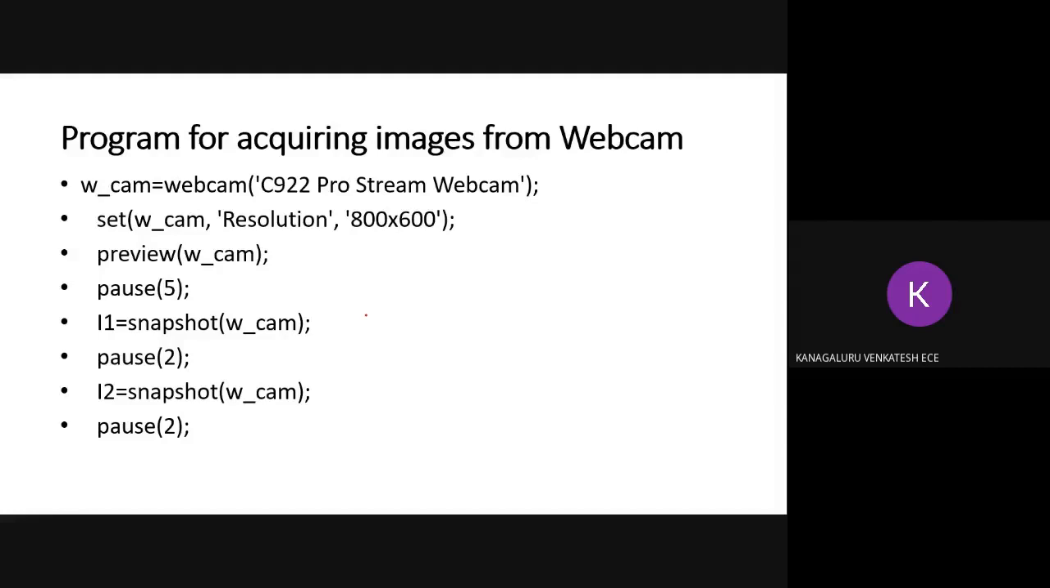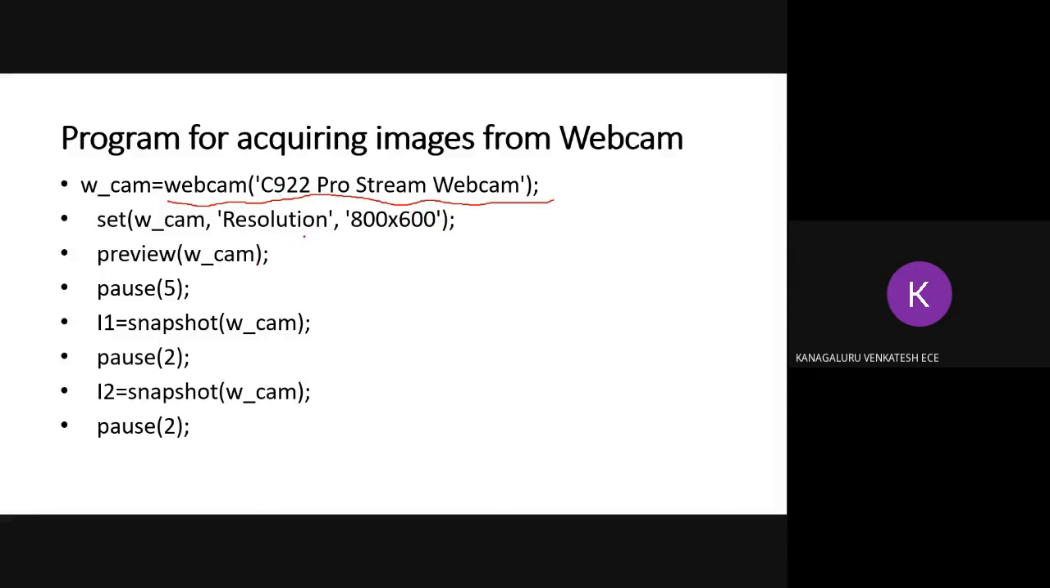So these are the lines you are supposed to write. Suppose I'm using a webcam, so you can write webcam. For example, suppose this camera model is C922 Pro Stream webcam. Whatever model you say, when you are buying a camera, you will be knowing the model of that particular camera. So that web camera model you are supposed to mention here.